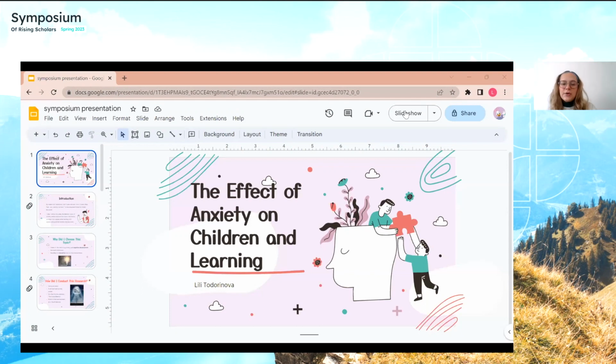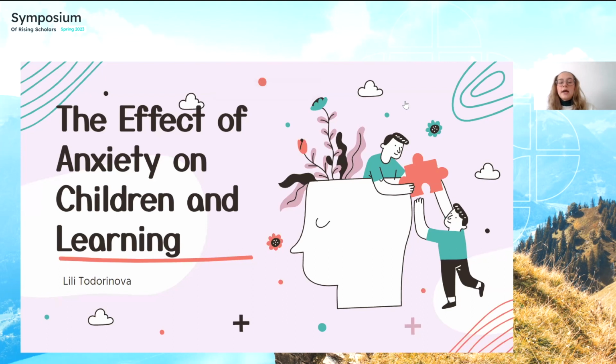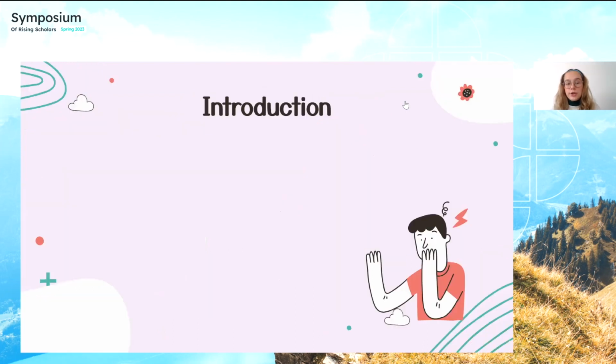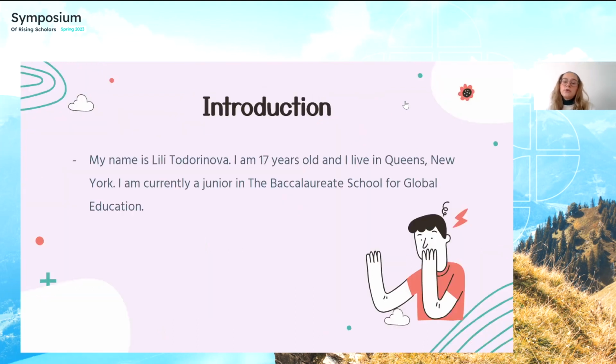Hi. So my presentation is on the effect that anxiety has on children and their learning. So my name is Lili Todorinova. I'm 17 years old and I live in Queens, New York. I'm currently a junior in the Baccalaureate School for Global Education.